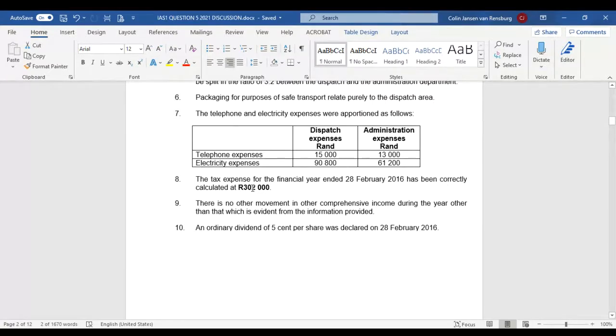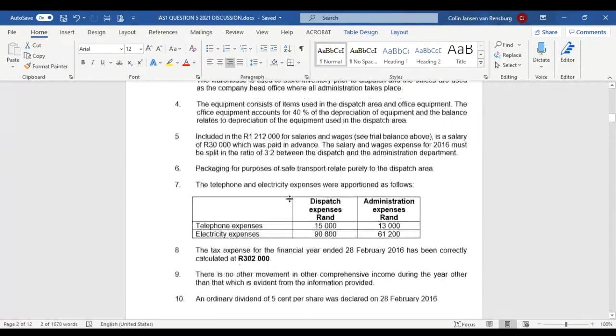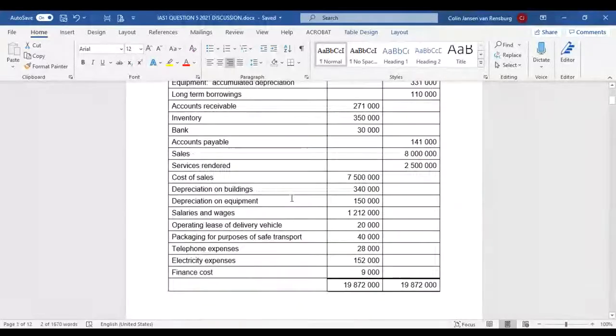accounted for yet. How do I know that it's not accounted for yet, ladies and gentlemen? Two ways in which you can say that. First of all, they require of us to do a journal for paragraph 8, right? But the second way is you could have had a look here amongst your expenses. Is there an income tax expense? Yes or no? Is there an income tax expense amongst your expenses?